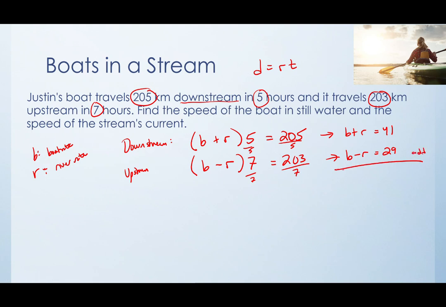And now we are set up perfectly for elimination. We're going to add our equations. 41 plus 29 is 70. So b is going to be 35 kilometers per hour. Now for our river, we know that b plus r equals 41, so r is equal to 41 minus our boat speed. So our river is 6 kilometers per hour. And we're done, because that is the last example.